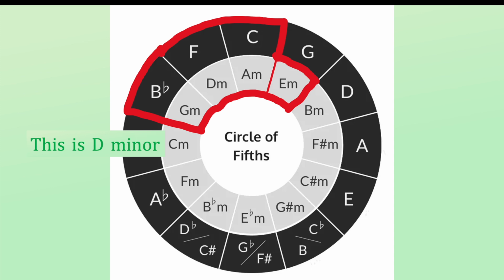The chords in order for D minor would be D minor as 1, E minor / E diminished as 2, F major as 3, G minor as 4, A minor as 5, the perfect fifth, B flat major as 6th, and C major as 7th.